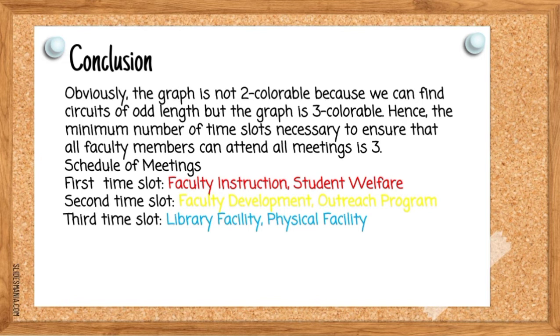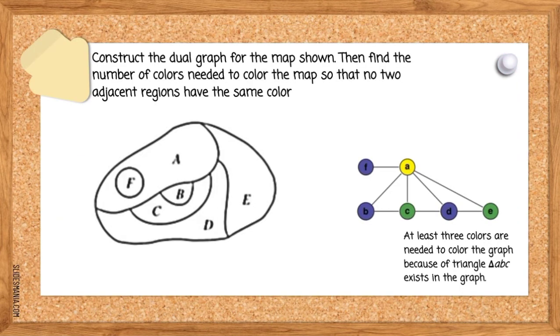So, a schedule of meetings: first time slot, faculty instruction and student welfare. For the second time slot, faculty development and outreach program. Third time slot, library facility and physical facility. So, here are some other examples. Construct the dual graph for the map shown. Then find the number of colors needed to color the map so that no 2 adjacent regions have the same color.